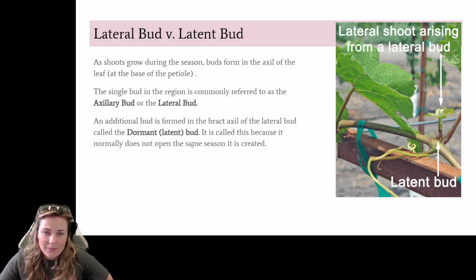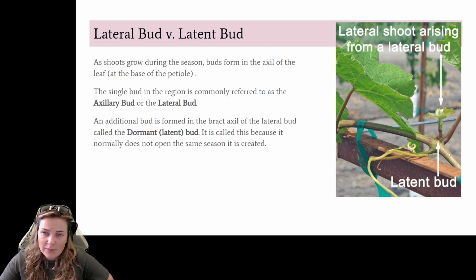It's called this because it normally does not open the same season it is created. So what we see in this picture is that lateral bud is turning into a lateral shoot. It has burst open, and now another shoot will be growing in the upward position from this main shoot. And then the dormant or latent bud will be left behind for the following season.